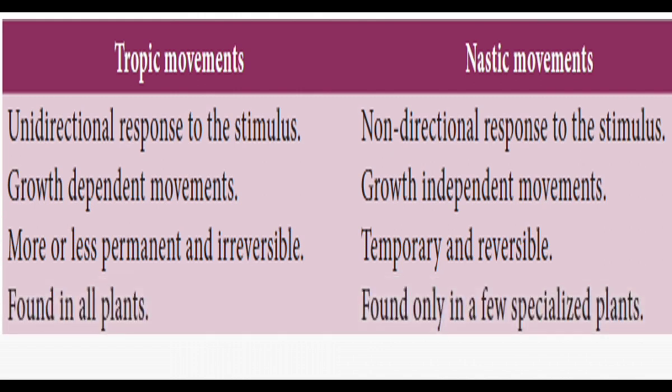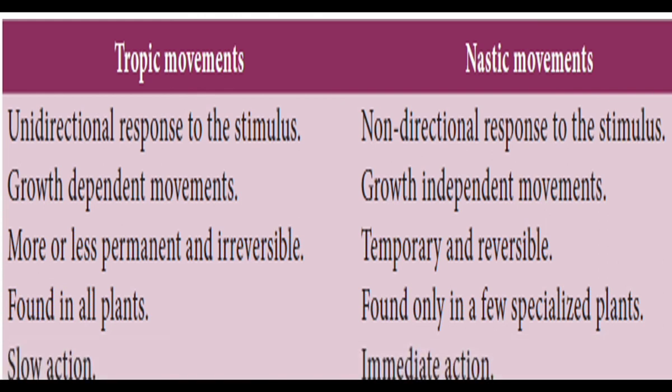Tropic movements are found in all plants. In all plants, the root grows towards water and stem grows towards light. Nastic movements are found only in some special plants. Tropic movements are slow action because the action takes place after growth. Nastic movements are immediate actions. When we touch the leaves of touch me not plant, it shows immediate action.